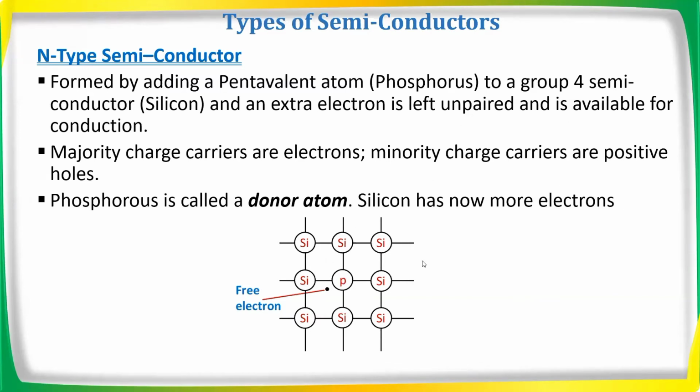You can imagine now a lattice with many of them. Here we have another phosphorus like that. So we are going to have many free electrons. In addition to what we had on the silicon, we are now adding other electrons. That makes the electrons the majority charge carriers and the holes the minority charge carriers. What does that make phosphorus? Because it is donating an electron, we call phosphorus a donor atom. So now the silicon will have more electrons.